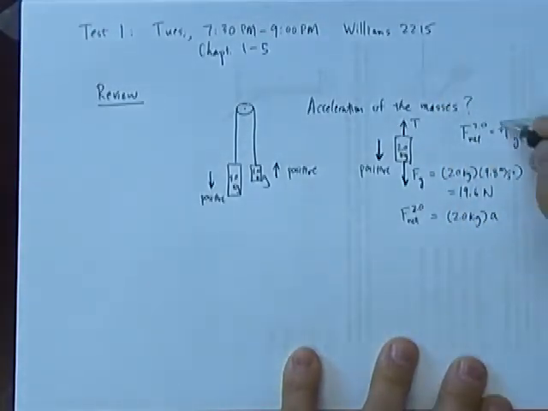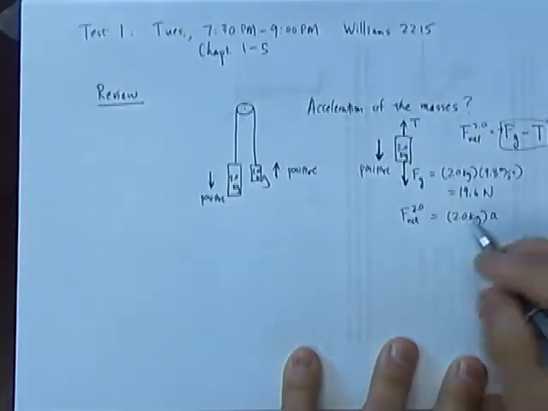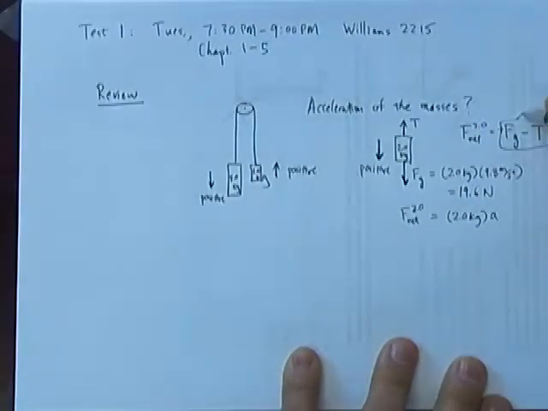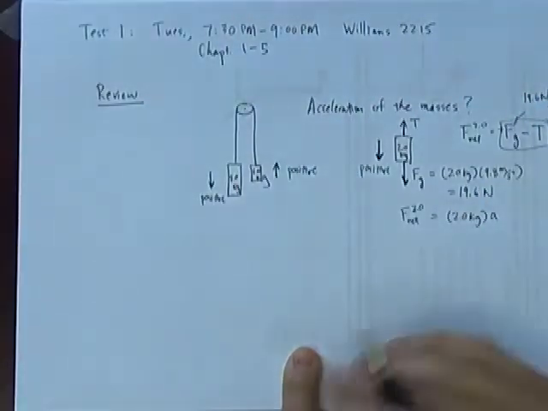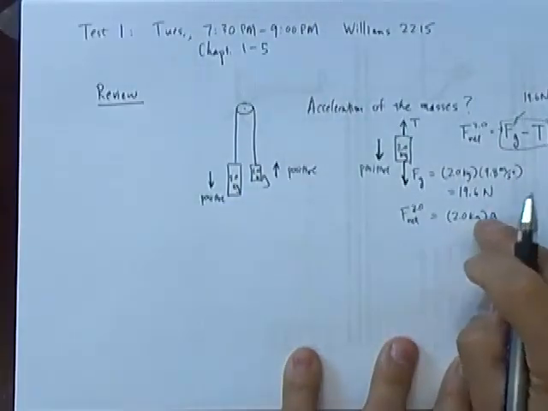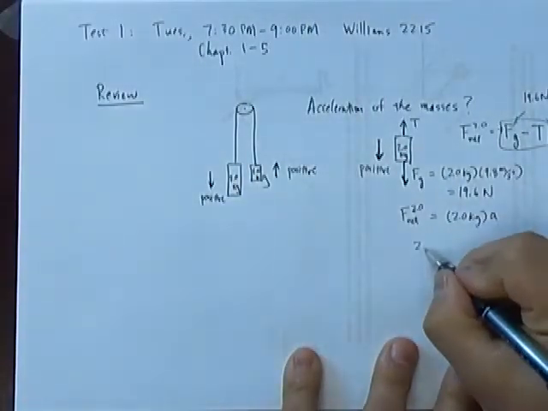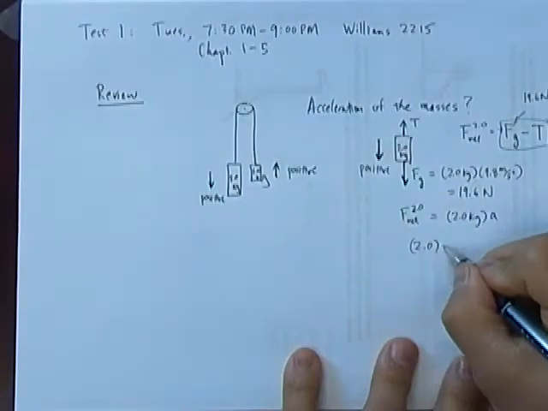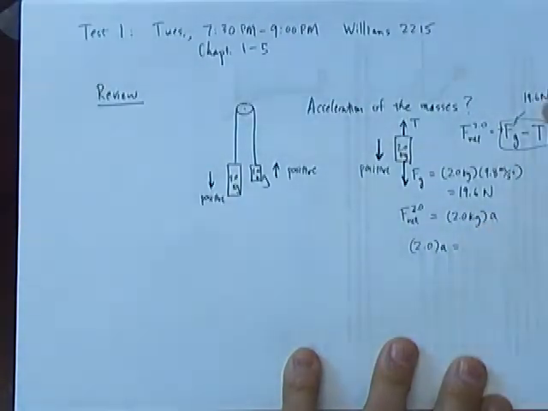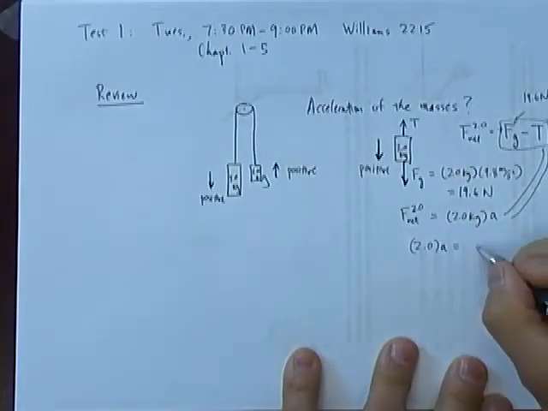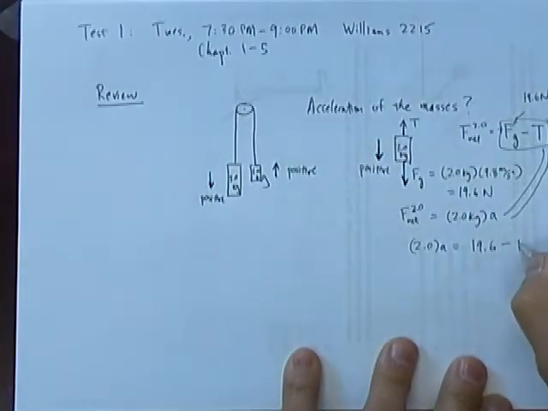Now I have another expression for the net force. I know what Fg is: I said that's 19.6 newtons. To make life a little easier, let's drop a few units and just write things in terms of numbers. So I'll have 2.0 times A is equal to this. I have another expression, these are equal: 19.6 minus T.